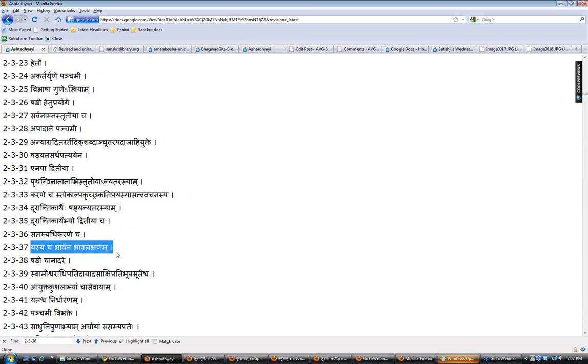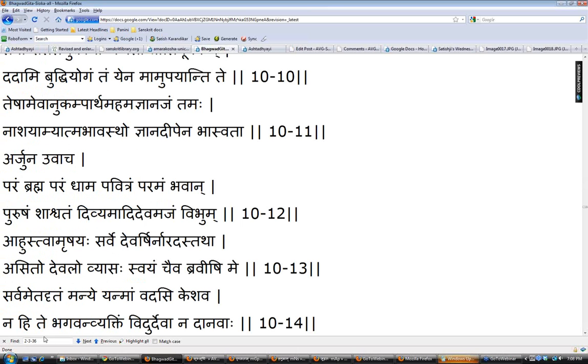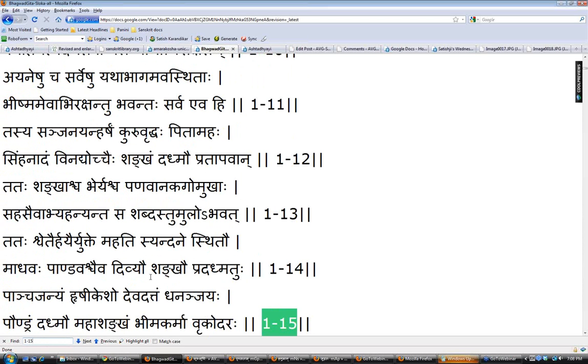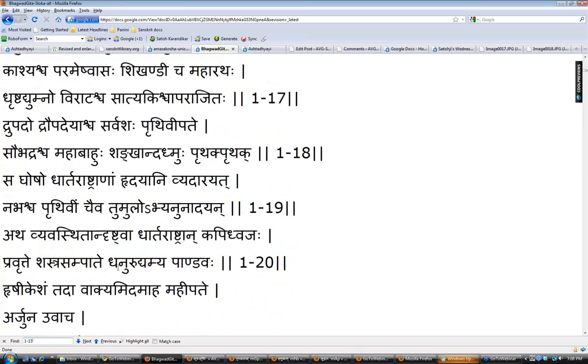Pravritte Shastra Sampate Dhanurudyamya Pandava Hrishikesham Tada Vakyam Idam Maha Pate. Pravritte Shastra Sampate. When the descent of arrows had just begun, was about to begin, in that case Arjuna asked Shri Krishna some question. I think it comes in chapter 1 itself. So this is a very special Saptami case where the doers of the actions are two different things. When one thing is happening, somebody else is doing something else. So it's called Sati Saptami.